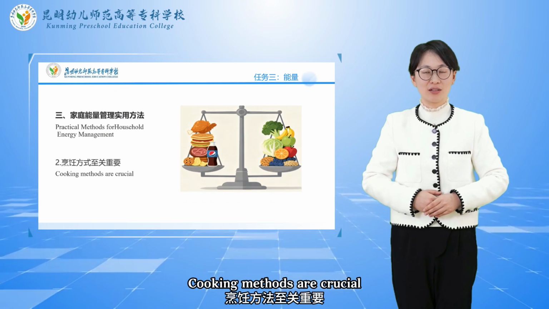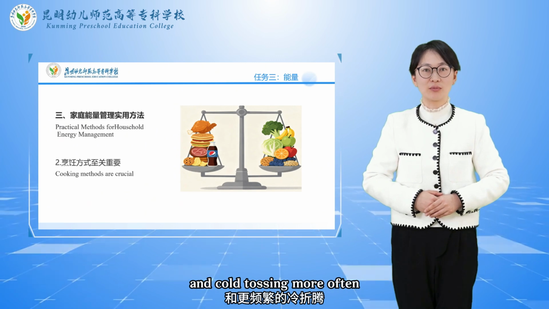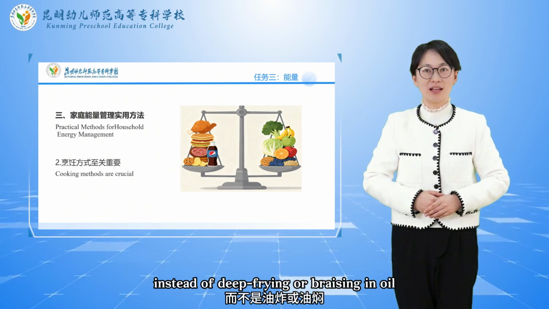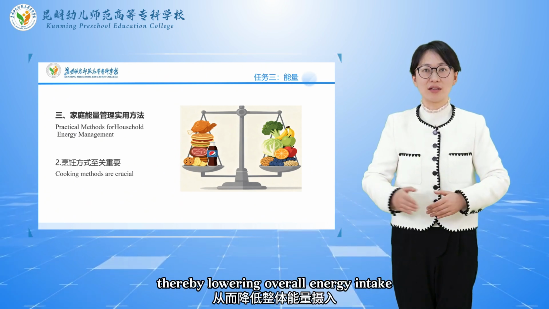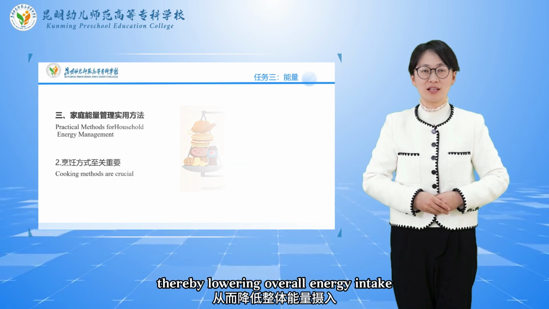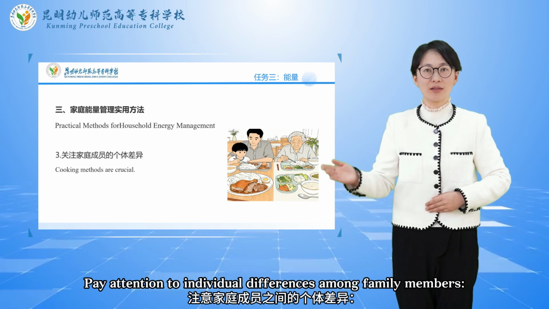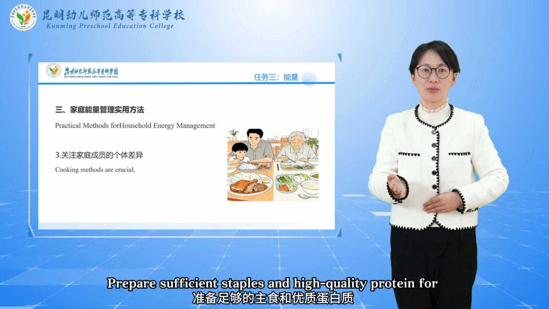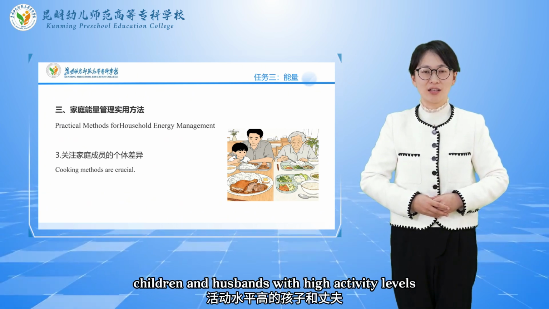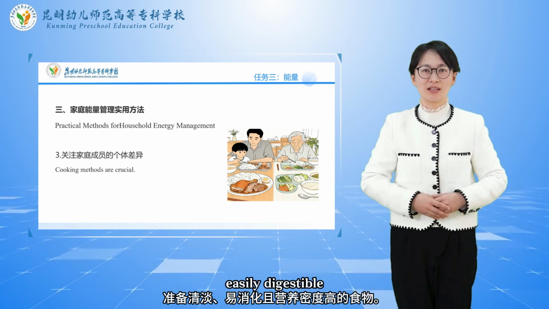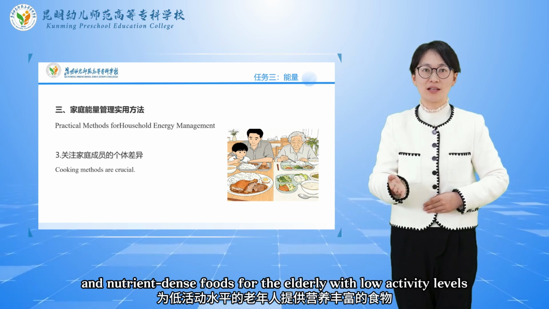Second, cooking methods are crucial. Using methods like steaming, boiling, stir-frying, and cold tossing more often, instead of deep frying or braising in oil, can effectively reduce the fat content in dishes, thereby lowering overall energy intake. Third, pay attention to individual differences among family members. Prepare sufficient staples and high-quality protein for children and husbands with high activity levels, while preparing light, easily digestible, and nutrient-dense foods for the elderly with low activity levels.